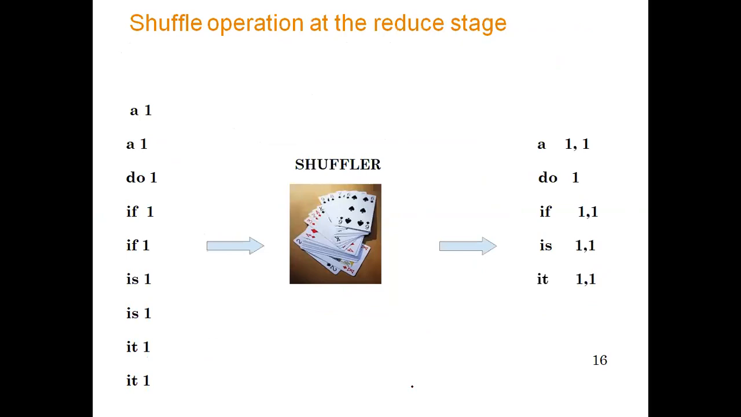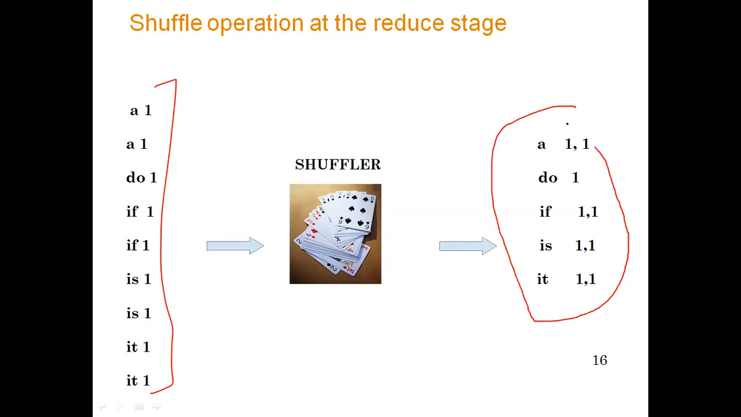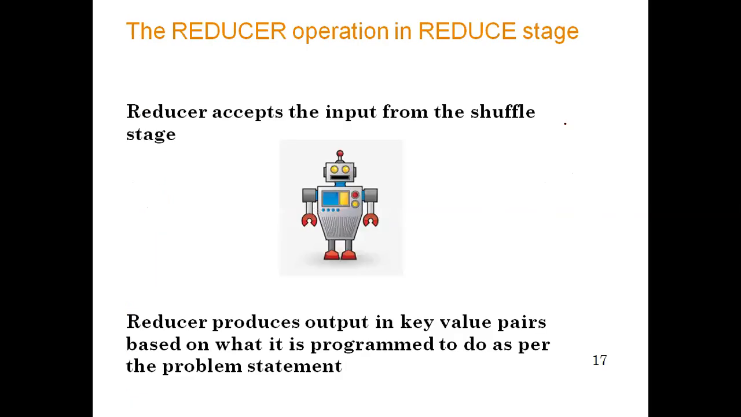Now consider our example, which was the text file. In this case, this was the output from the mapper. So in the reduce stage, the shuffler will produce output like this based on the appearance. It's very easy to understand. Nothing is difficult in this case. Now consider the next stage.